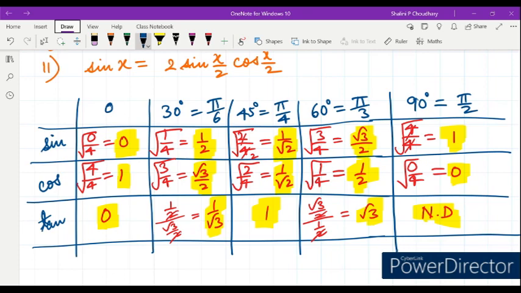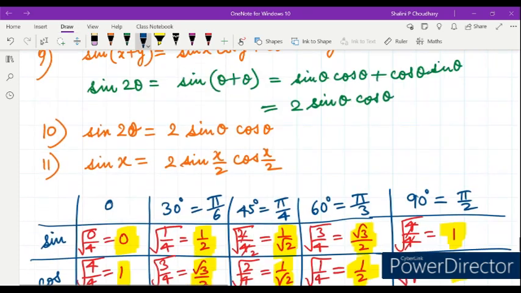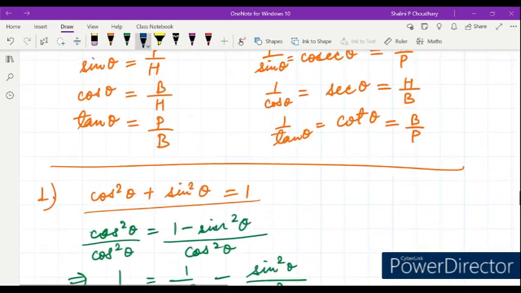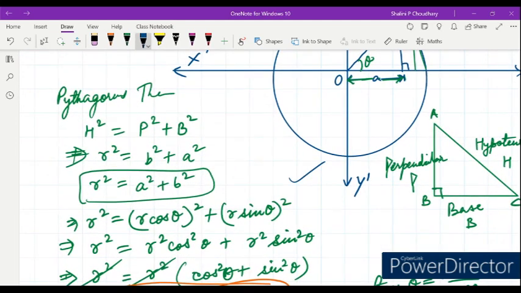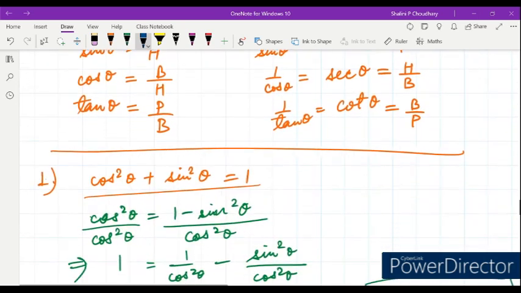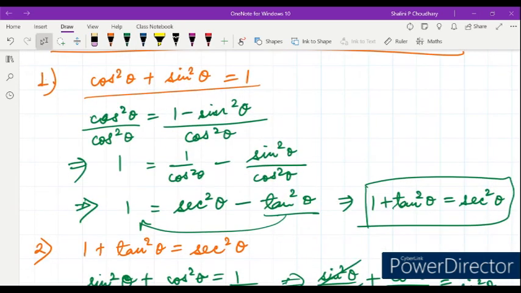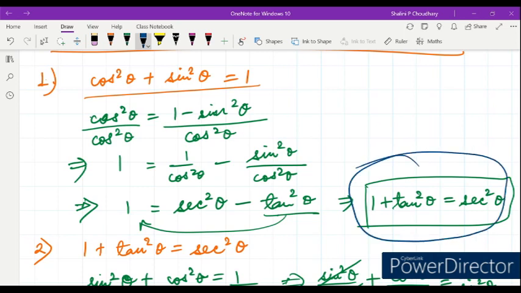In our last video, we derived the formula cos square theta plus sin square theta is equal to 1. Based on this formula, we derived another formula. When we divide both sides, LHS and RHS, by cos square theta, we get 1 plus tan square theta, which is equal to sec square theta.